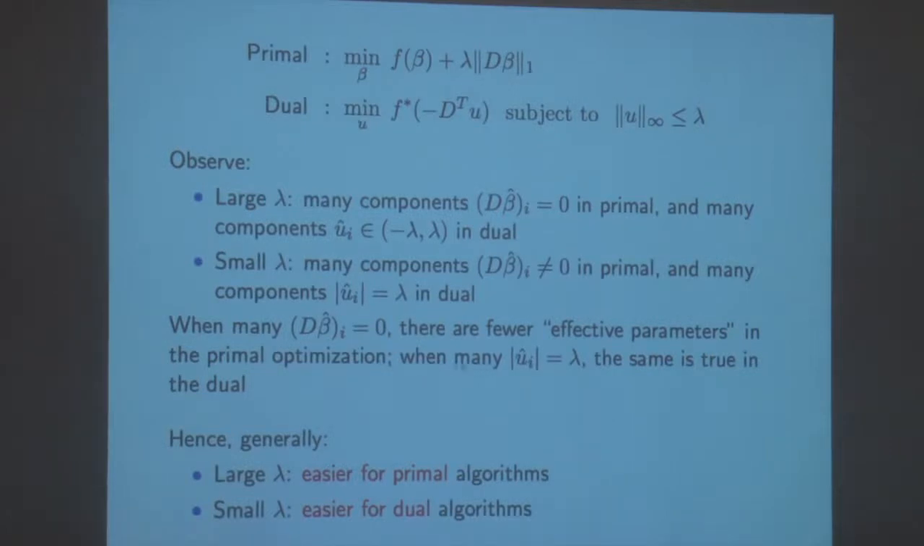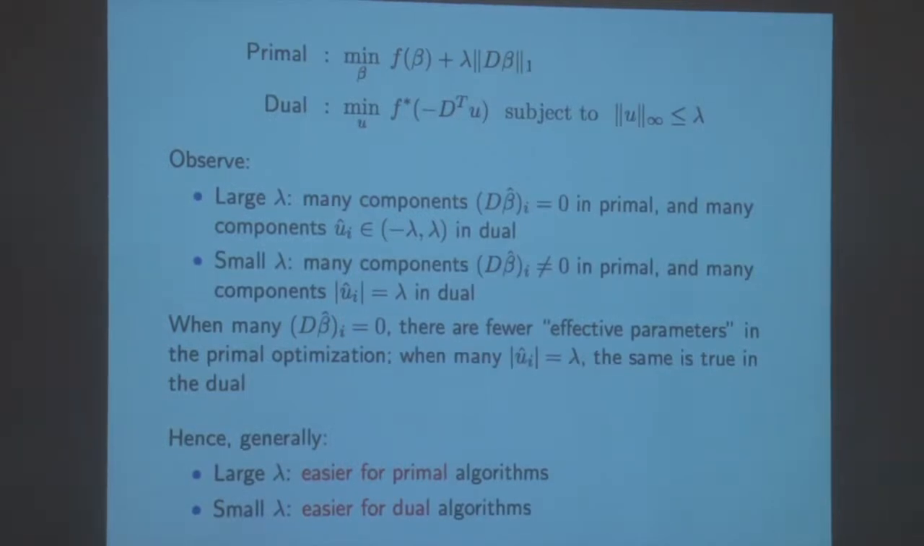In the dual, it's a similar story, except now the important notion is whether a coordinate is on the boundary of the box or not. If there are many dual coordinates on the boundary, the approach would put a bunch on the boundary, not touch them, and iterate on the interior until it had the right solution. So if many are on the boundary, there are fewer effective parameters when we solve the dual. That was a very hand-wavy explanation, but there's a more refined analysis that shows this is actually true in terms of convergence rates. So the take-home point is that large lambda is easier for primal algorithms, and small lambda is easier for dual algorithms, because they have the opposite notion of sparsity. That's why we saw that phenomenon.